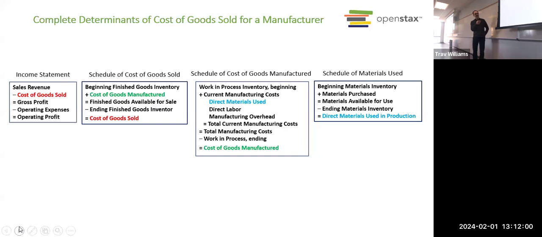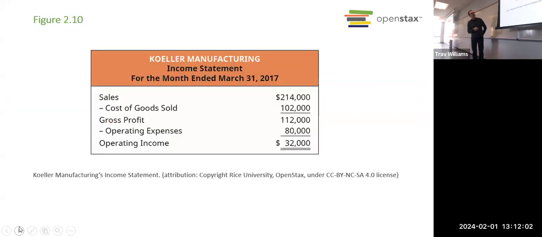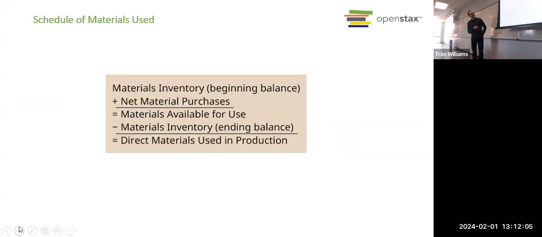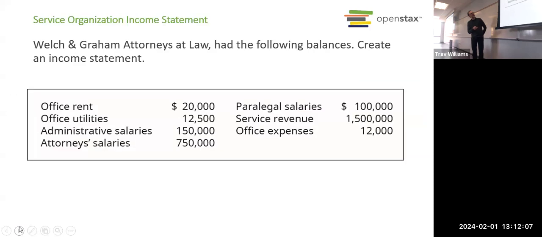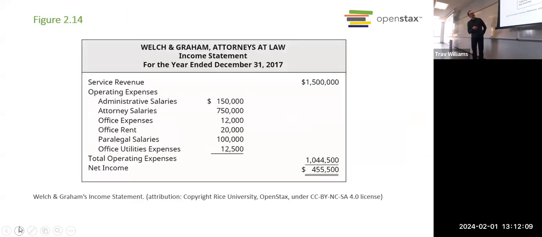Right? Easy breezy. So again, we saw examples of that. We don't need to go through that again. We looked at a service company income statement.